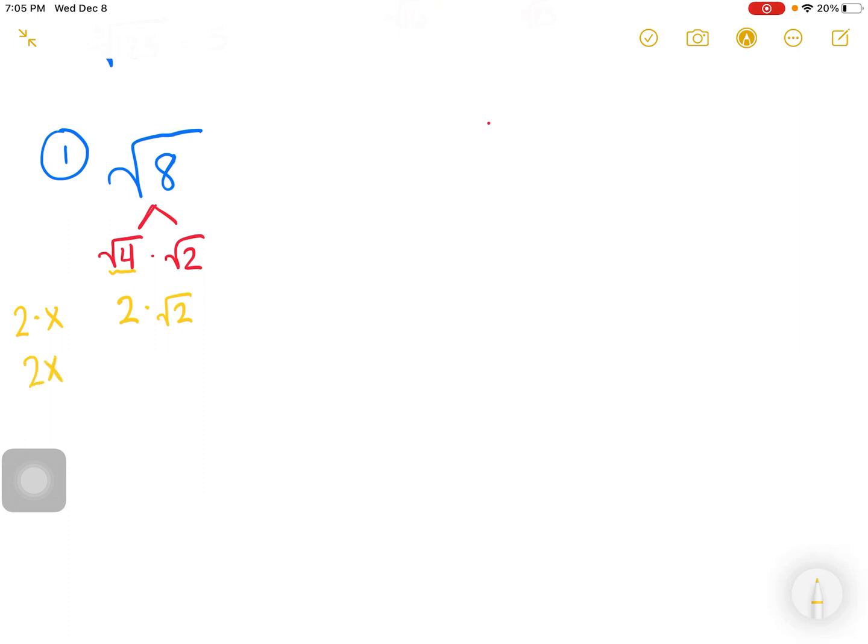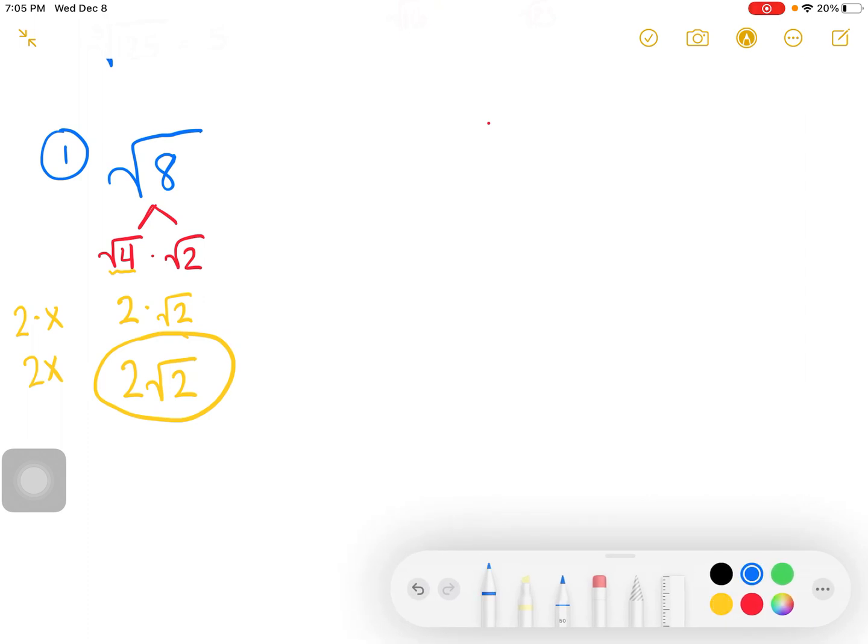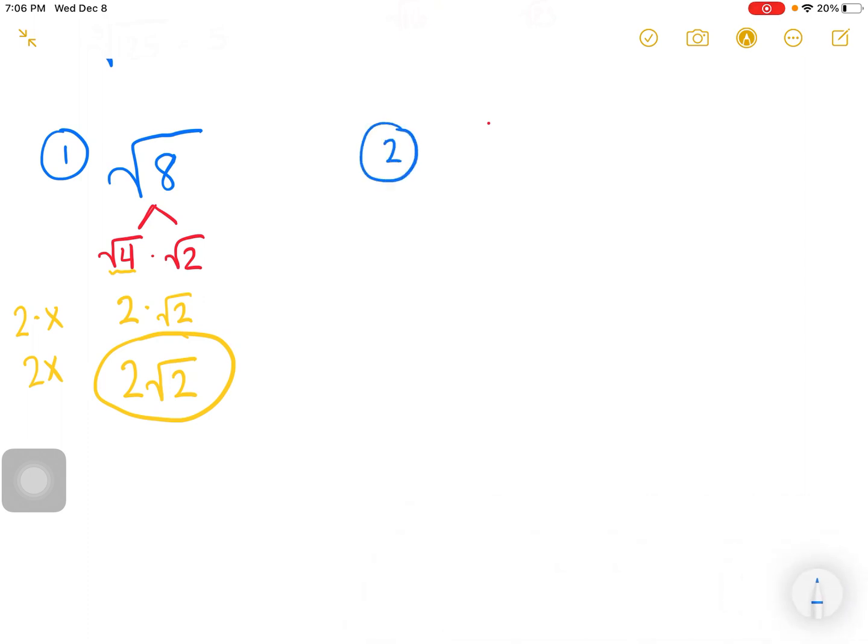Same concept here. 2 times the square root of 2, you can just run those together, and it becomes 2 root 2. And that would be your answer. That is it simplified as far as it can get. We didn't actually solve it. We didn't round it. We just simplified it. Okay? Now let's look at another one.